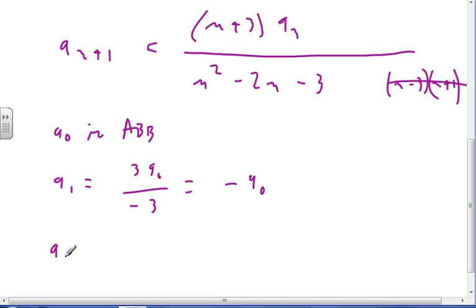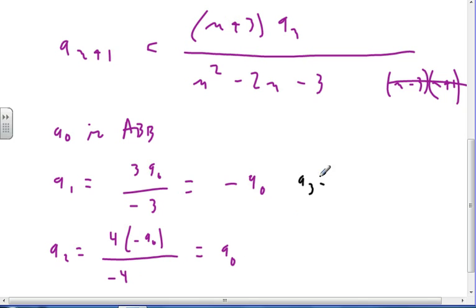A2 is 4 times minus A0 divided by, n is now a 1. That's a 1. This is a 1 minus 4. A0, A2 is A0. Okay.